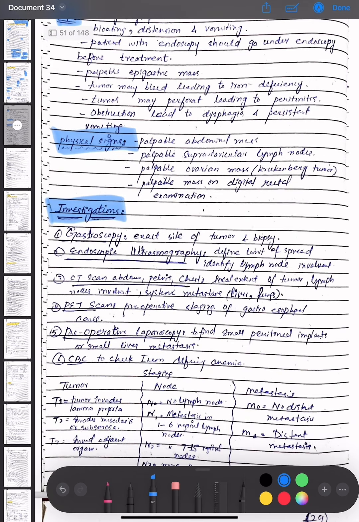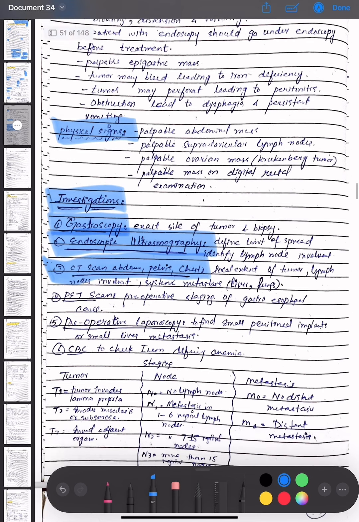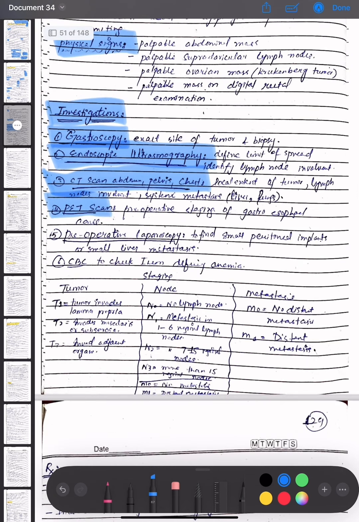These are gastroscopy, which shows the exact site of the tumor, and biopsy is done. Endoscopic ultrasonography is done, which defines the limit of the spread and identifies lymph node involvement. CT scan of the abdomen, pelvis and chest is done for local extent of the tumor, lymph node involvement and systemic metastasis. PET scans are done for preoperative staging of gastroesophageal cancer.